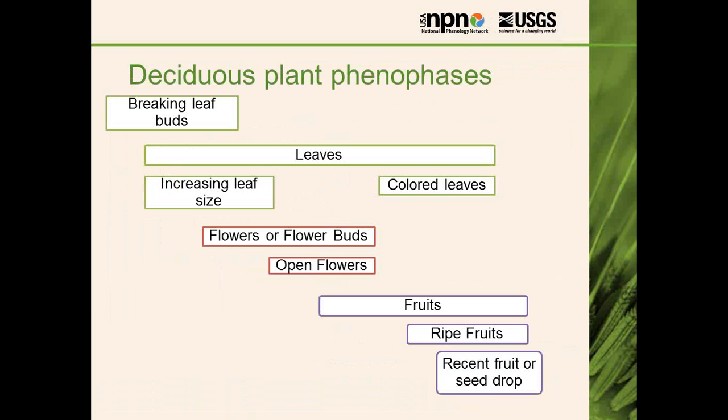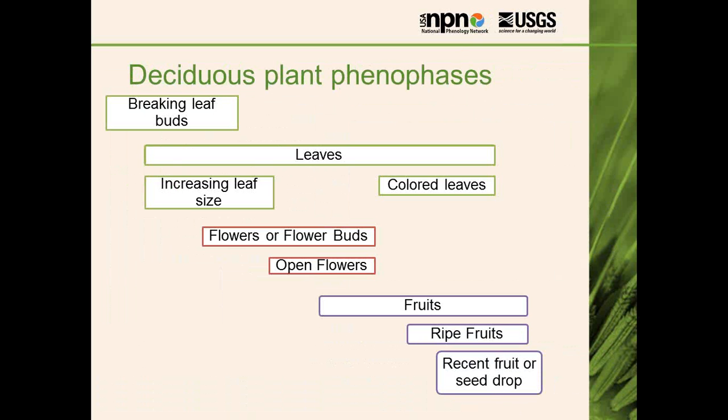Once you start to see some of those leaves changing to their late season colors, you would start reporting yes to colored leaves, but then continue to report a yes for leaves as well. This is similar for flowers or flower buds, where that phenophase is an overlapping phenophase. And once you start to see the flowers open, you would continue to report a yes for flowers or flower buds.